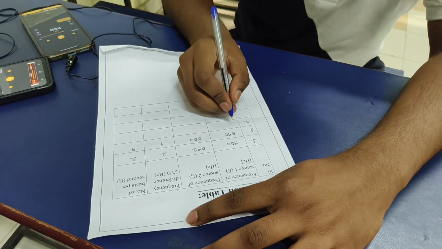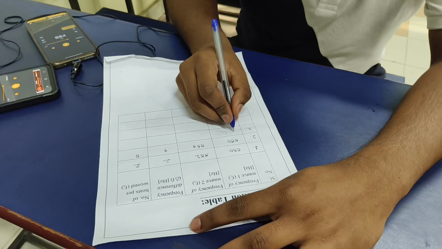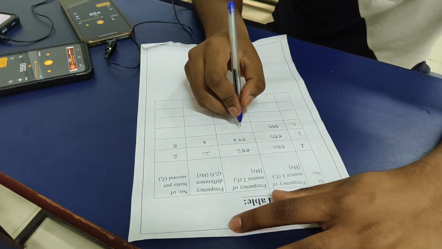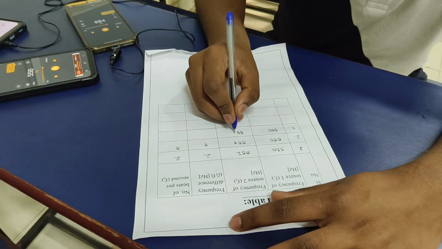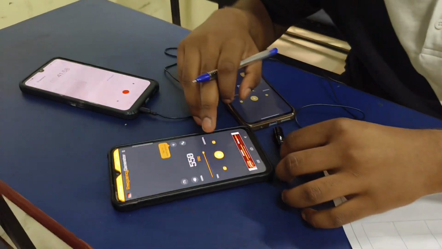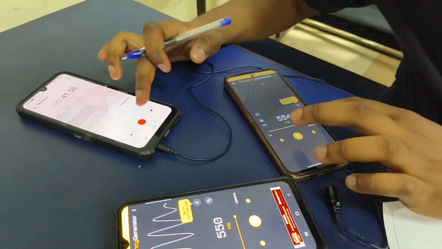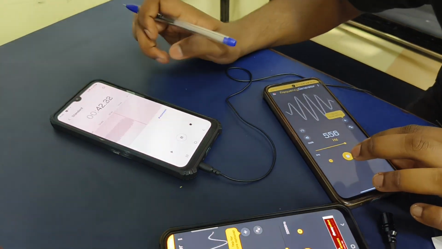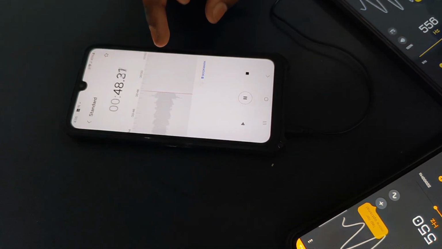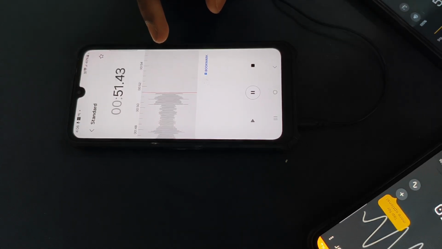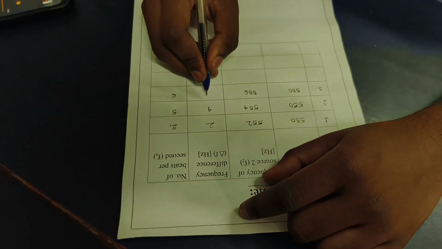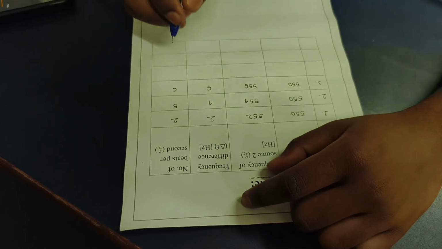So for the third reading, the frequency of source 1 is again constant, and the frequency of source 2 changes to 556. So here we can see that the number of beats per second is 6, and the frequency difference is 6.